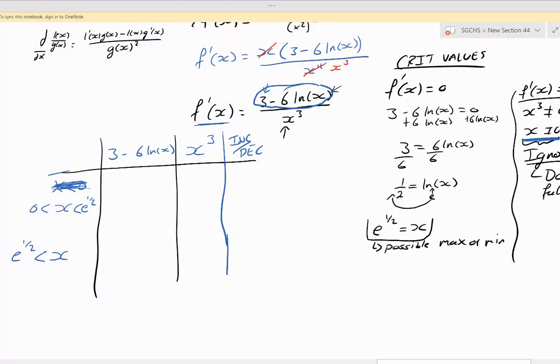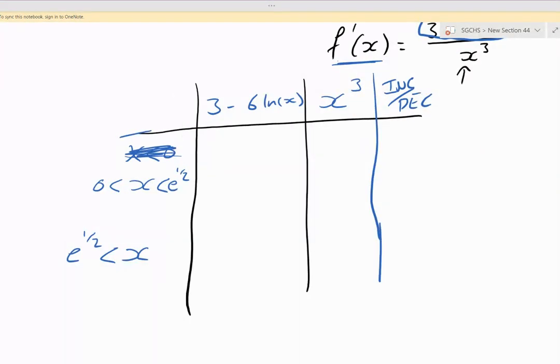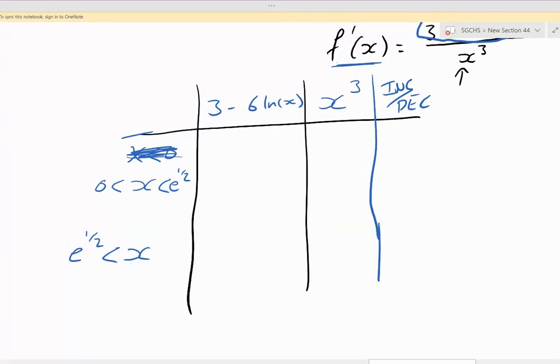Now, what kind of test value should we use? Remember, you're probably not going to have a calculator, especially if you go into university level courses. So in this case, we want to use a value that's smaller than e to the 1/2. So I would choose something easy to use in terms of ln. So I'm going to use x equaling e to the power of 1 over 4. 1 over 4 is smaller than 1 over 2. So I know that x is going to be smaller than e to the 1/2.